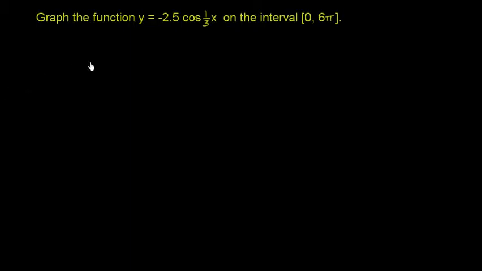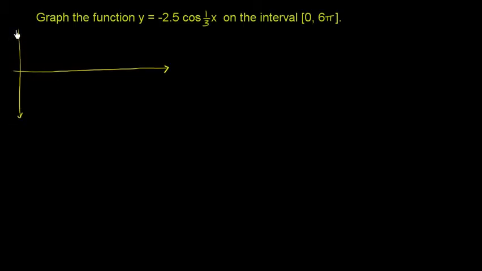We are asked to graph the function y is equal to negative 2.5 cosine of 1/3 x on the interval 0 to 6 pi, including the endpoints. So let me do my best attempt at graphing that. To start off, I'm going to graph the simplest version of this, the root of this, which is just cosine of x.